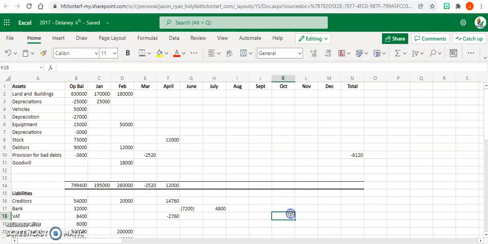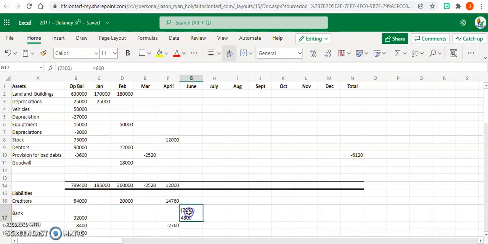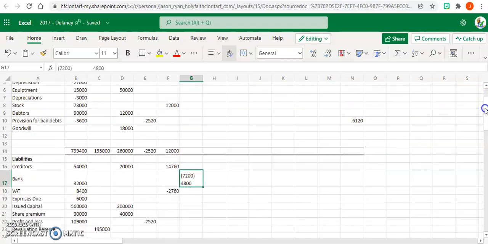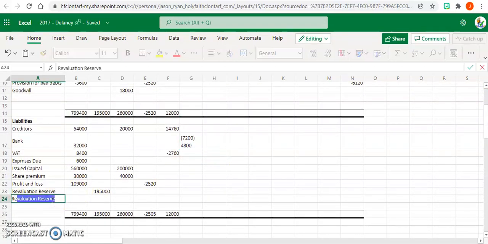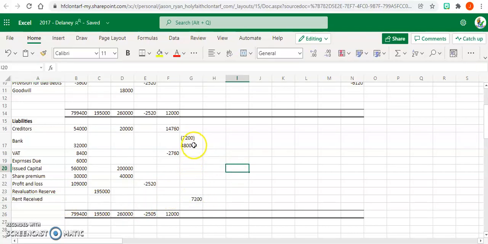So that 7,200 is going to decrease our bank, and that's going to be rent received. So it's going to be 7,200 for your rent received. And then this 4,800, that's going to be the money that's coming out of your bank account, and that's going to pay your expenses due. So your expenses due is going to be minus 4,800. So that's the simple part done with the bank account.